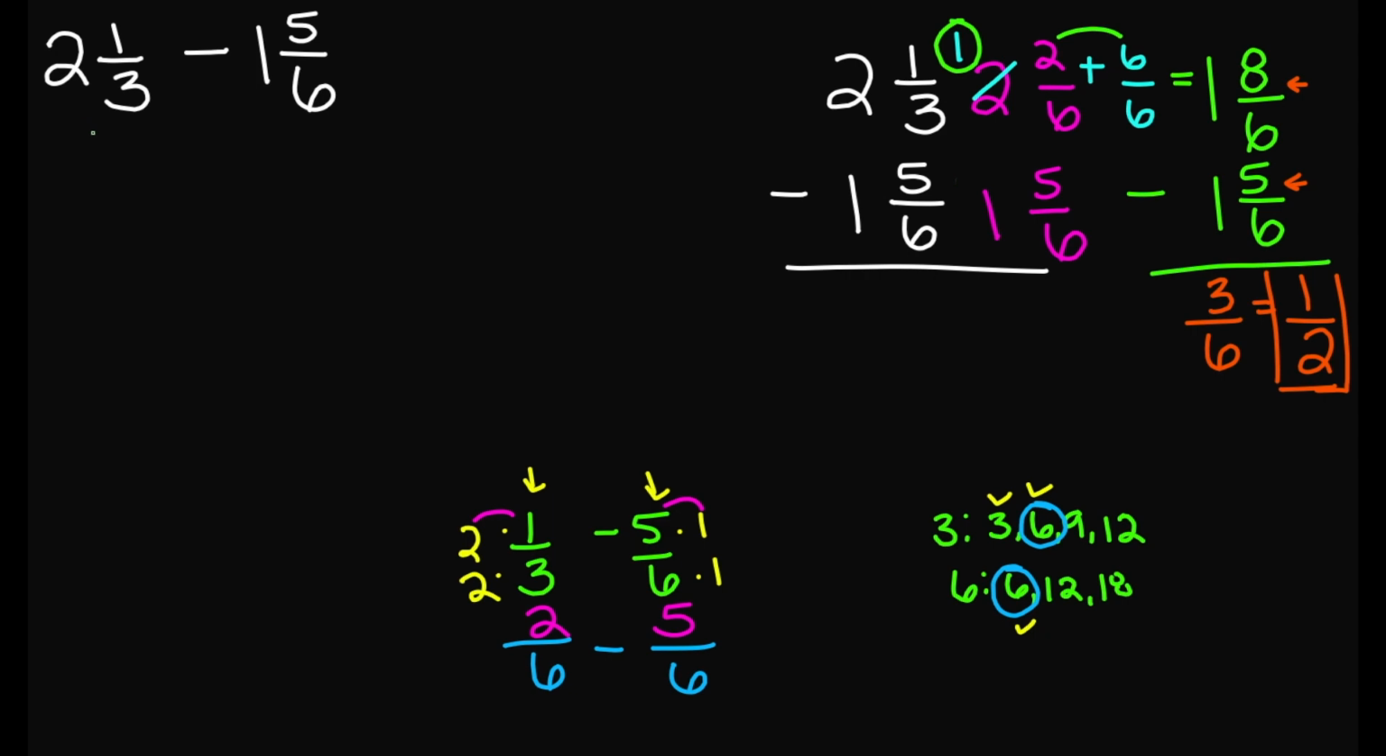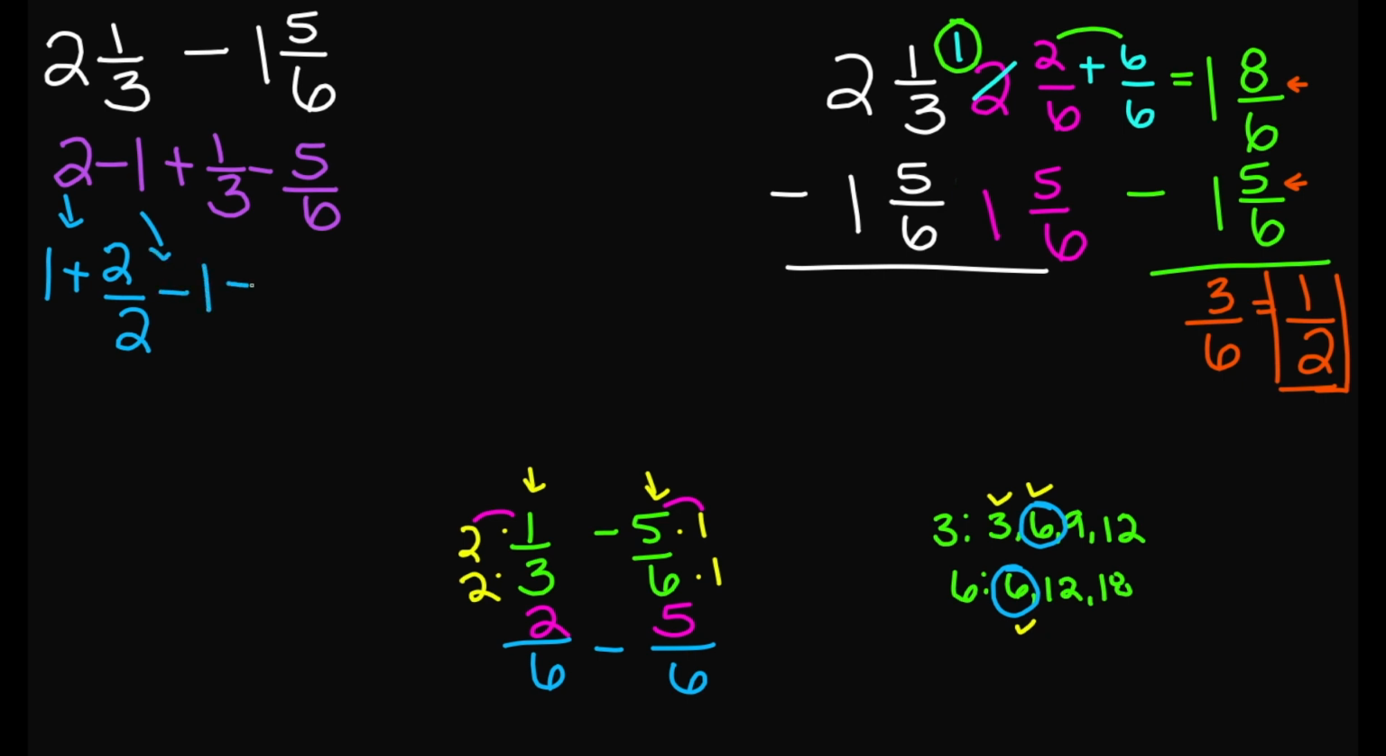So let's say we were to expand what we have here. If I expand it, we're going to get 2 minus 1 plus 1 over 3 minus 5 over 6. I'm going to rewrite my whole number here and do 1 plus 2 over 2, because that's going to give me 2. And then we have here minus 1 plus 1 over 3 minus 5 over 6. So 1 minus 1, those are going to cancel out. So now we have 2 over 2 plus 1 over 3 minus 5 over 6.